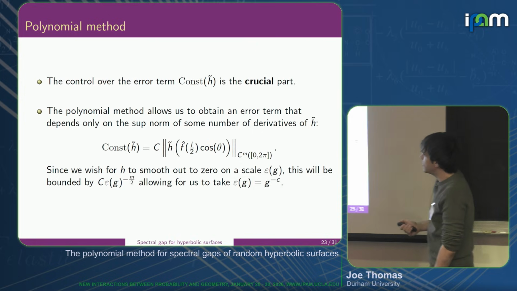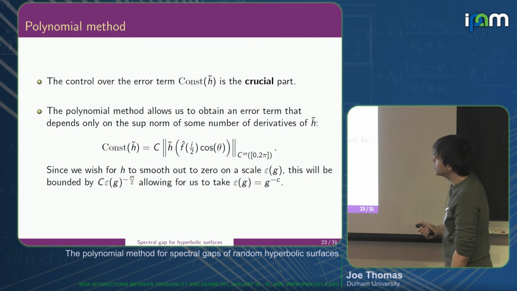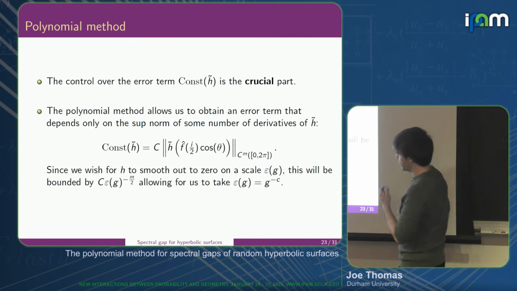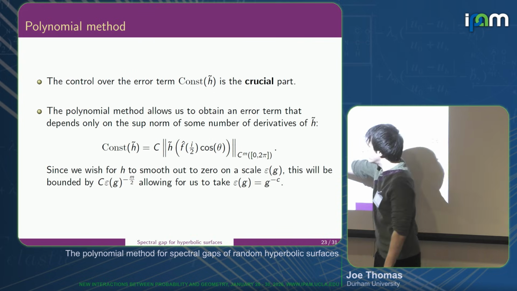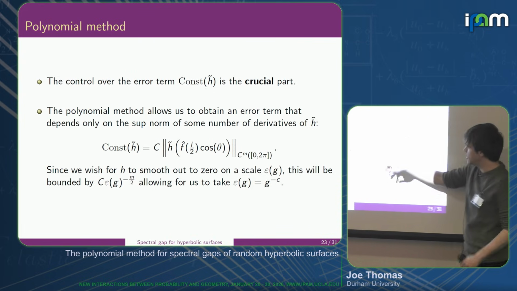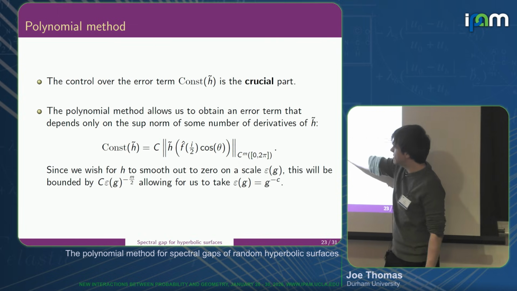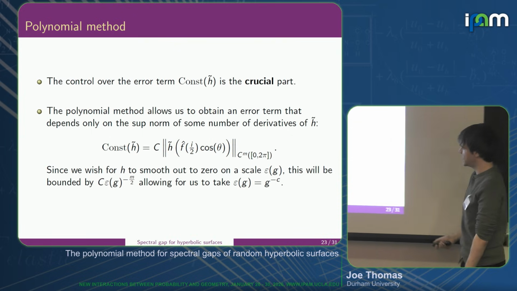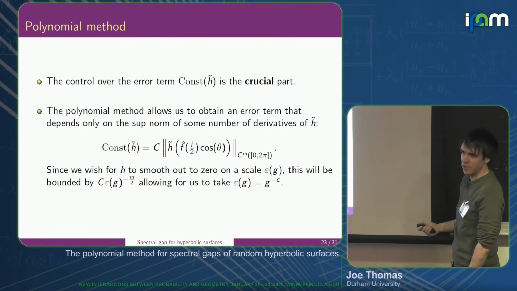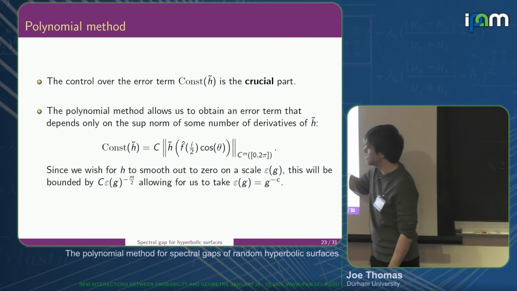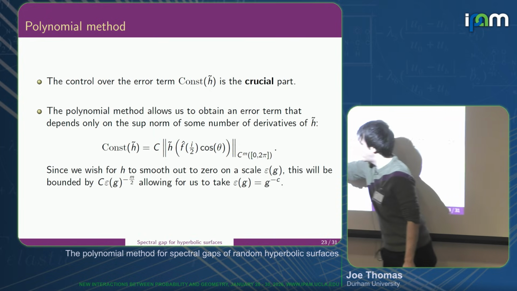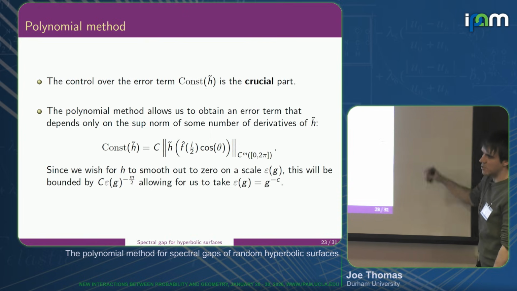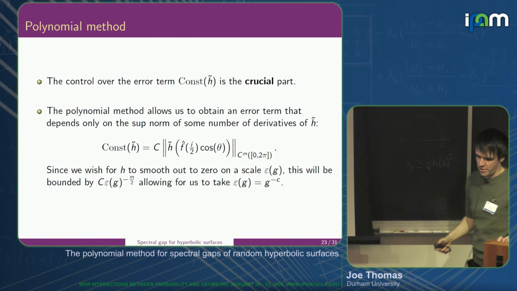But what this polynomial method allows us to do is obtain a constant that's only going to depend on the sup norm of our function and its derivatives. So the sup norm of some number of derivatives of these things. And for our function that smooths out on this scale epsilon, in those derivatives, you'll see epsilon coming out. So you see the dependency to some power of the derivatives, and this is why you can take it to be a polynomial. You can take it to be nice and small, so this epsilon to the power minus m over 2 isn't going to kill the 1 over g decay that you got in the error term.